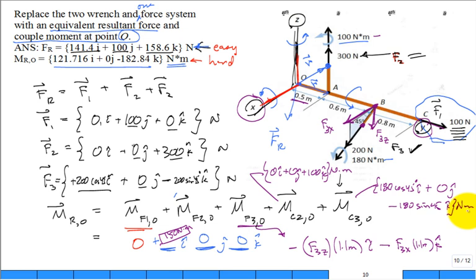All right, so now I did a lot of work, but I expressed all of these 5 entities as vectors, and now I sum those 5 vectors, and there's my resultant. And that's the answer we were looking for, which is an equivalent couple moment applied at point O. See, it's the equivalent resultant force and equivalent couple moment at point O.